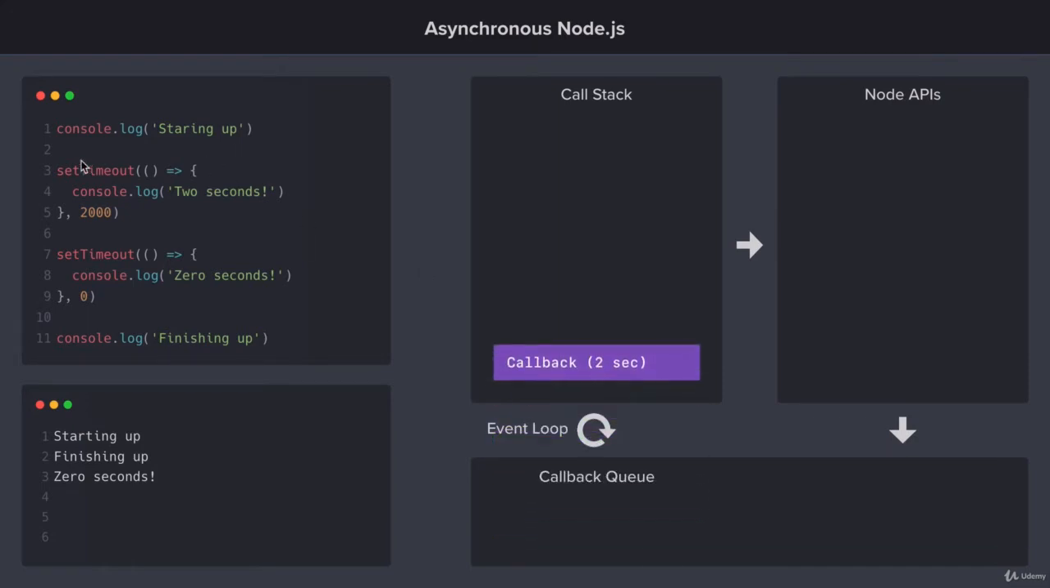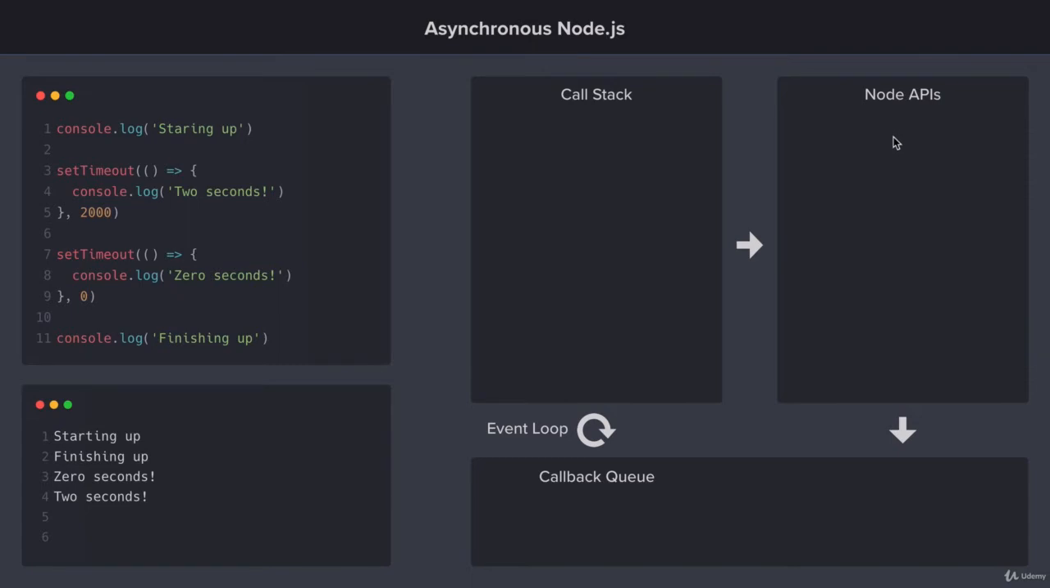So that is defined on line 4. We have our call to log. We get our message to print, printing 2 seconds. That gets removed. The callback gets removed. And at this point, the program is complete. The call stack is empty, the callback queue is empty, and there are no other events registered with Node's APIs.